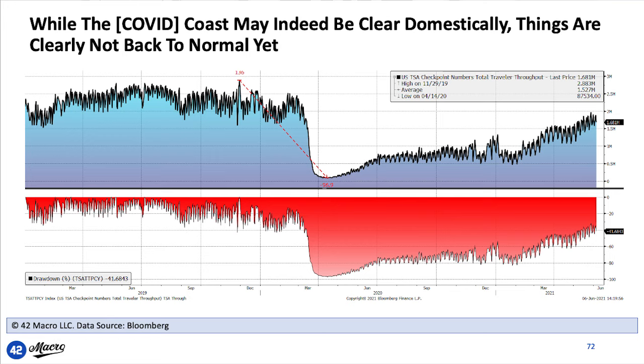We're eventually going to hit frictional resistance by people who don't believe in vaccinations. But that's neither here nor there. The coast is sort of clear on the pandemic, right? We're getting back towards normal. But then you look at TSA total traveler throughput in terms of the drawdown that we're seeing from the baseline. We're still down 42% from that baseline. Things are not back to normal.